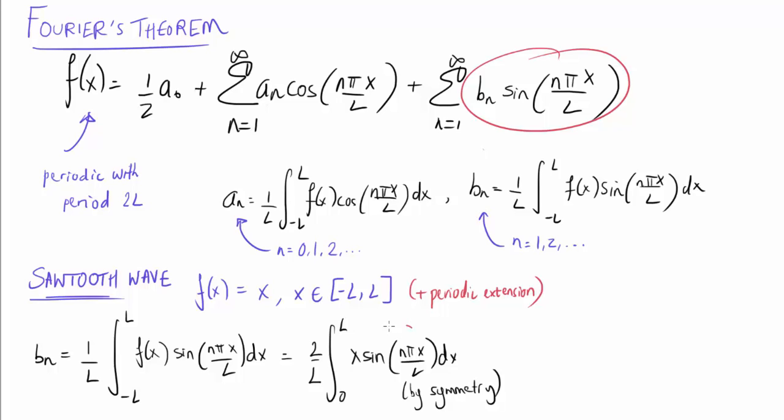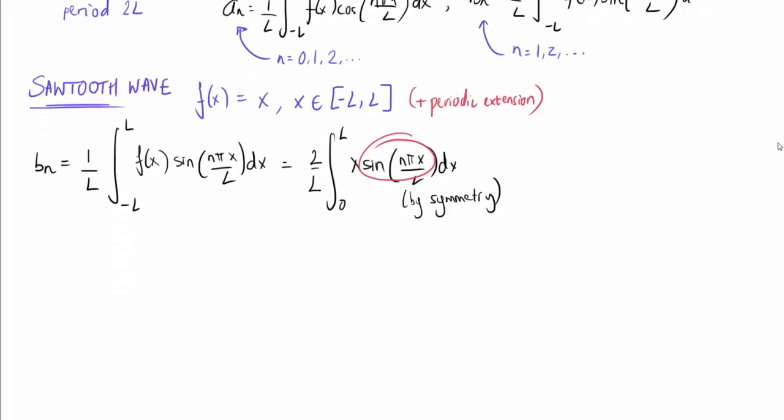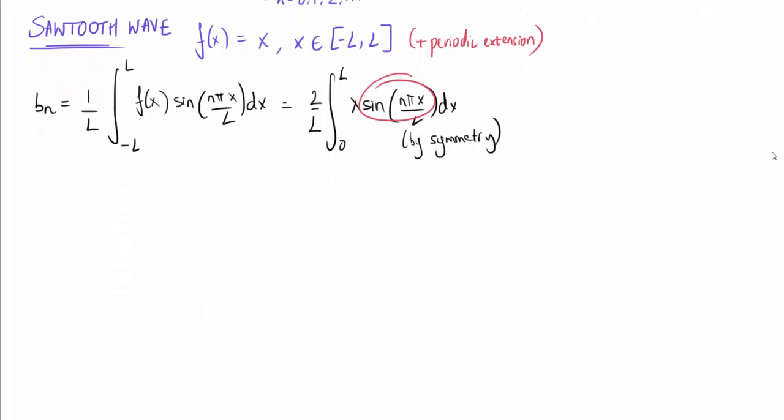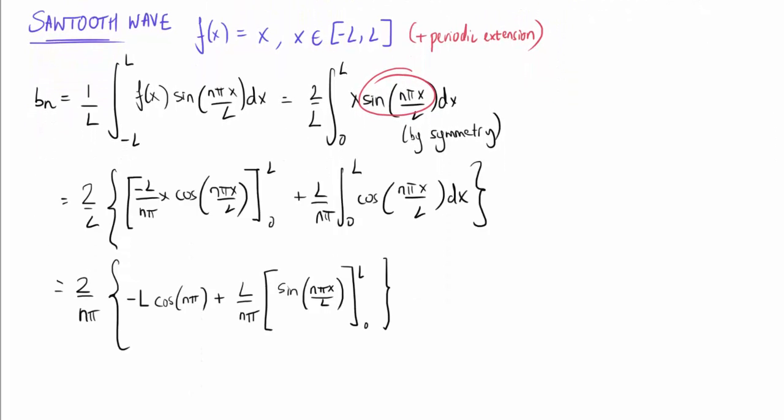We can integrate this function by parts for the case when n is not 0. For integer values of n, this term goes away completely, and cos n pi can be replaced by -1 to the n. So, the final result for the coefficients is given here.